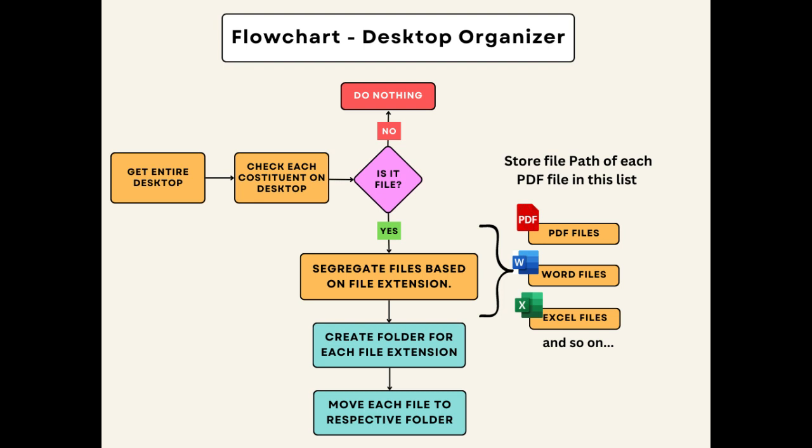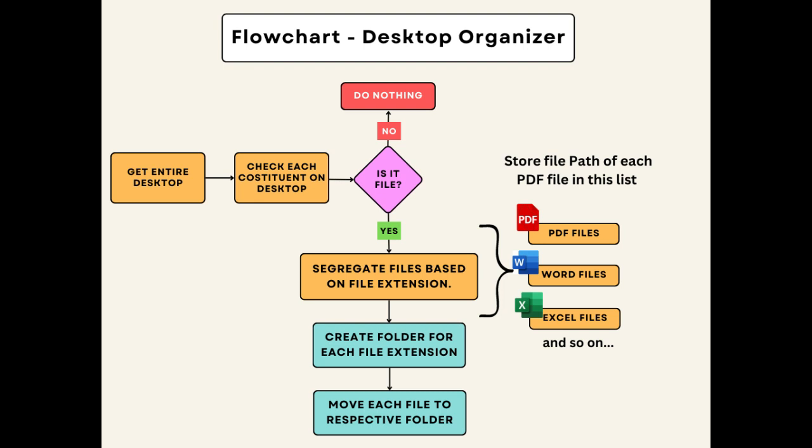But if it's a file, then we are going to segregate all these files based on their file extension. First we are going to create a list wherein, based on the extension of the file, we store the file path of each PDF file there on the desktop in that list. Once we have this list available, in the next process we are going to create a folder for each of these extensions. So now we know that we have, say, 5 different types of extension files available on our desktop. For each extension, we are going to create folders. Say, for example, we have PDF files as a folder, Word files as a folder, Excel files as a folder, and so on.